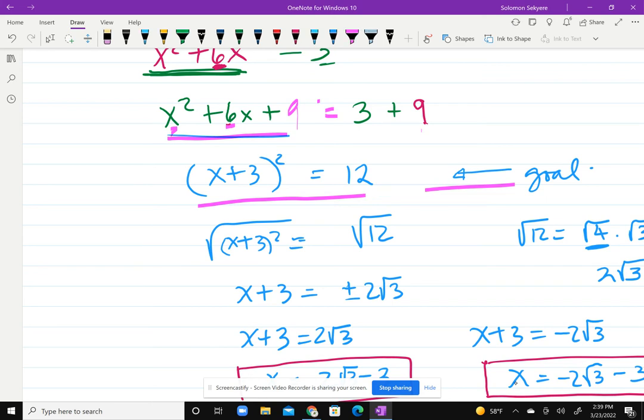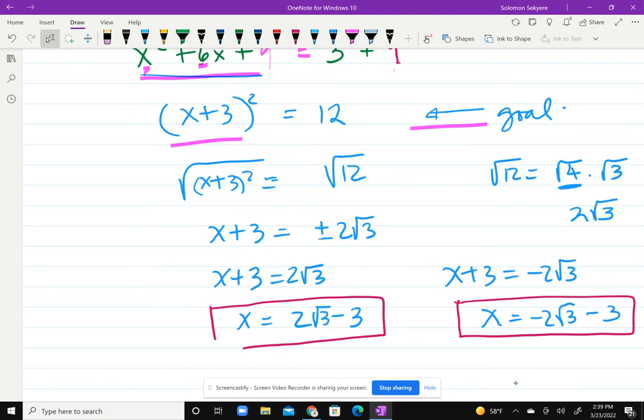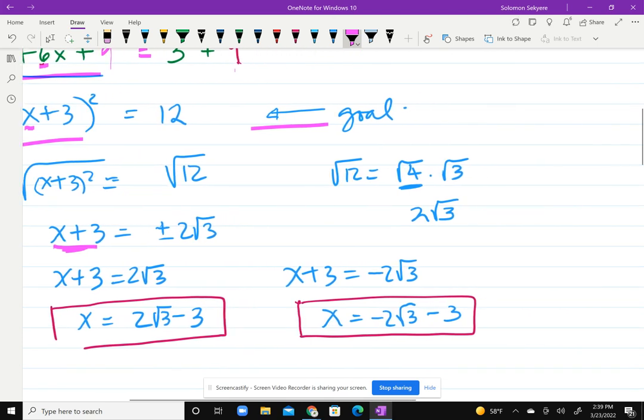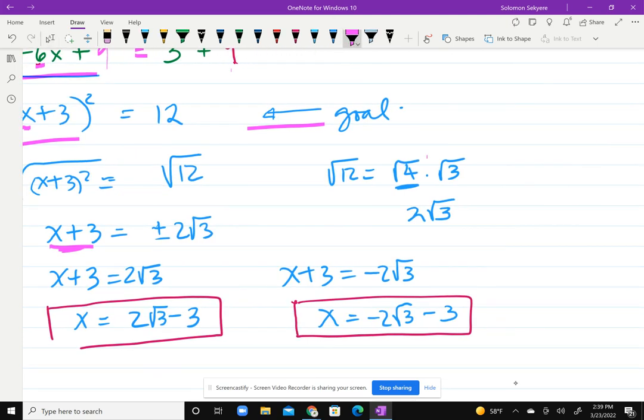Once we get to that point, to find x, we take square roots of both sides. When we take the square root of x plus 3 all squared, we have x plus 3 equals the square root of 12. The square root of 12 is the same as the square root of 4 times the square root of 3. The square root of 4 is 2. So this whole thing is 2 root 3. That's how you say it.